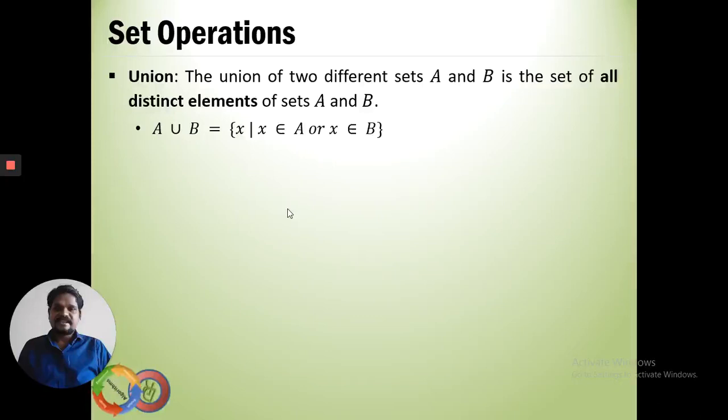Now the operations on sets. The very first operation is the union. In my simple language, I say it is the collection of elements from both sets.